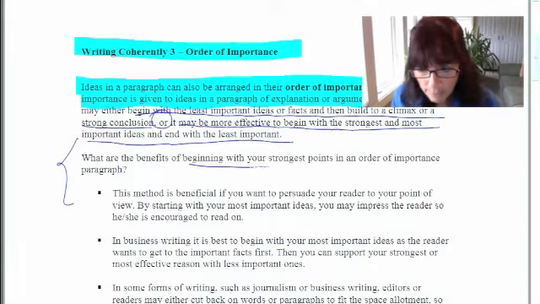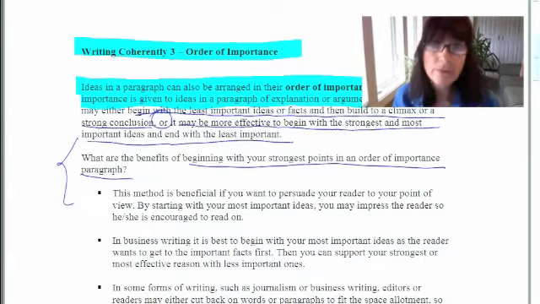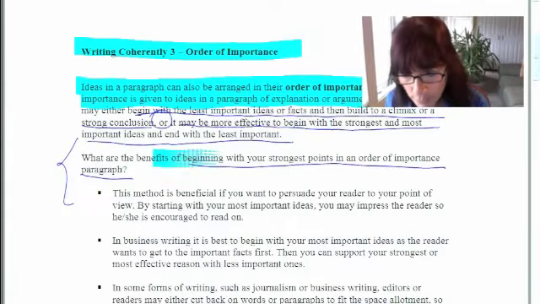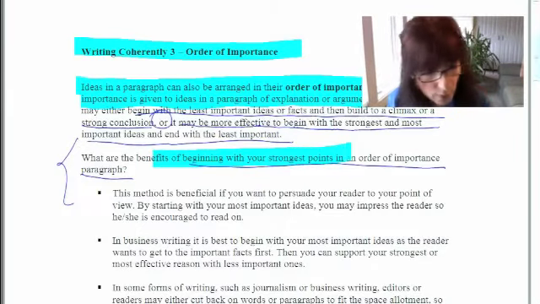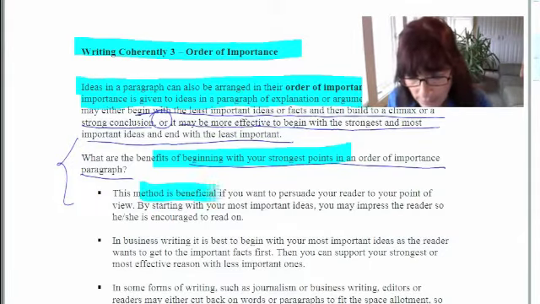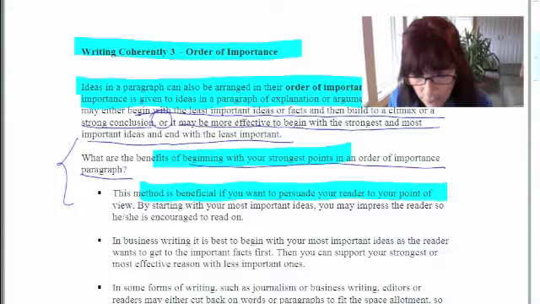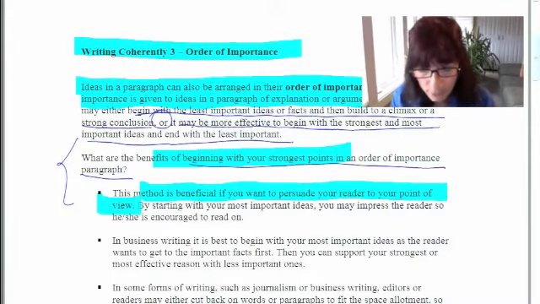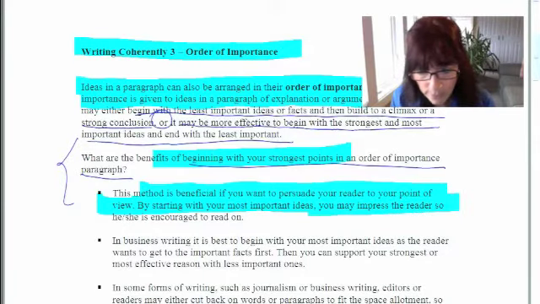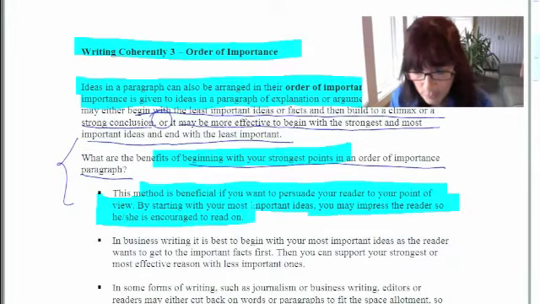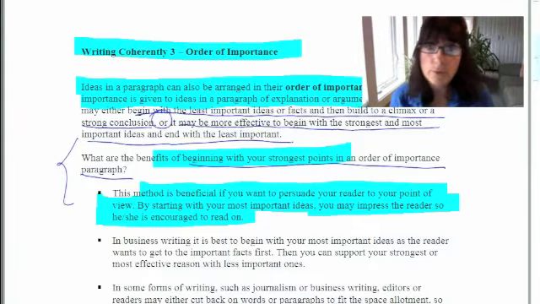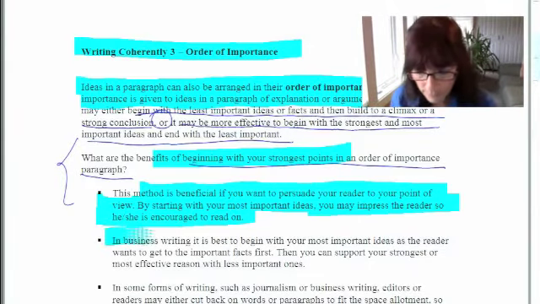First of all, let's look at the benefits of beginning with your strongest points in an order of importance paragraph. So why would you want to begin with your strongest points? Well, I've given you a couple of pointers here. This method is beneficial if you want to persuade your reader to your point of view. So by starting with your most important ideas, you may impress the reader so much that the reader will be encouraged to read on.